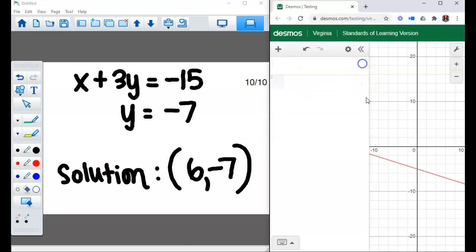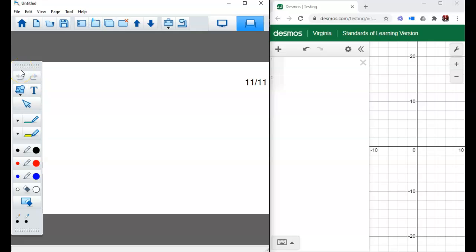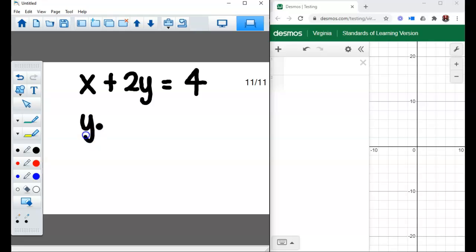So just to reiterate, because there's not a lot of work to show here, not a lot you have to do. These are systems because there are two equations that you're graphing together, and the solution is where the two lines intersect. All right, now I need to show you two more problems, and these two are going to be a little bit different. So let me show you these. All right, let's say I have x plus 2y equals 4, and y equals negative 1/2 x plus 2.